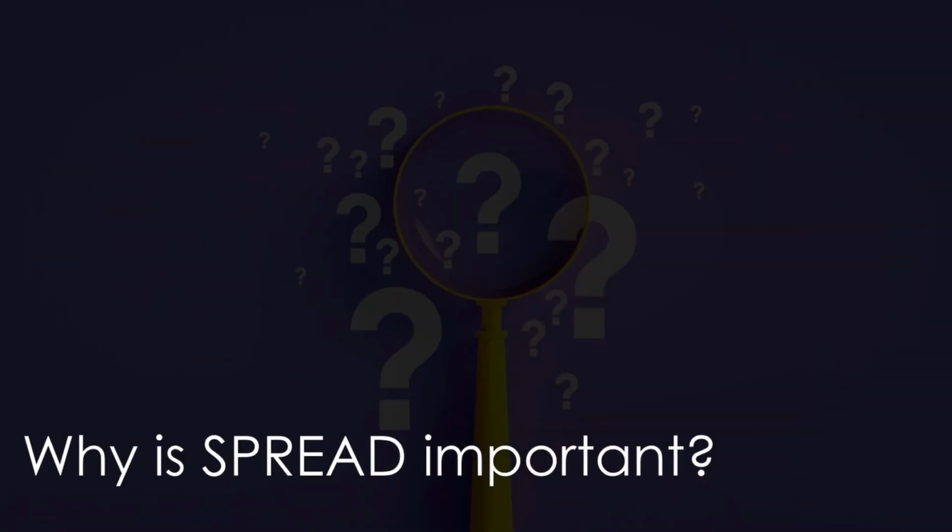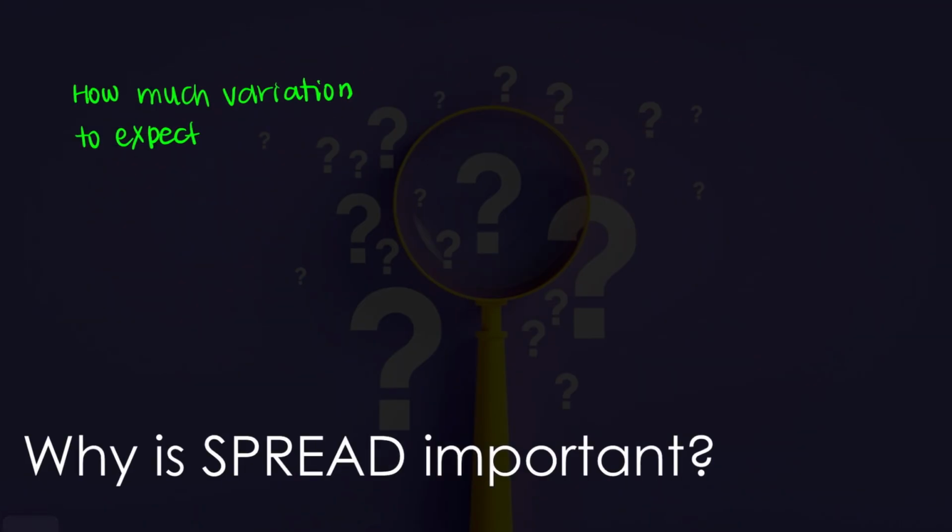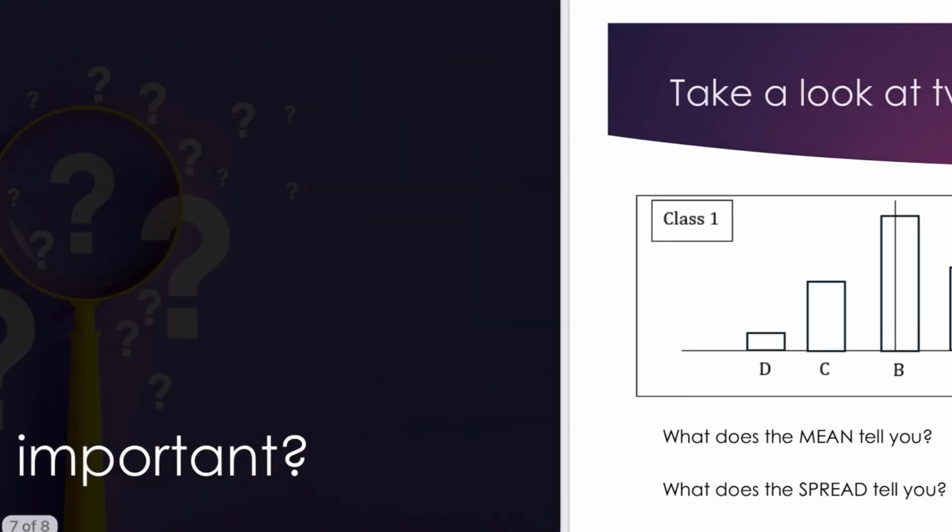The spread is important because it shows how much variation to expect. Let's go back to the other graph. We see here they have the same median, so that measure of center in this case is the same, but the spread is different. That means the Spurs have more variation, more variety in their shoe sizes than the Rockets do. So the spread is also important because it helps us see whether everyone is really close together, about the same, or all a little bit different.